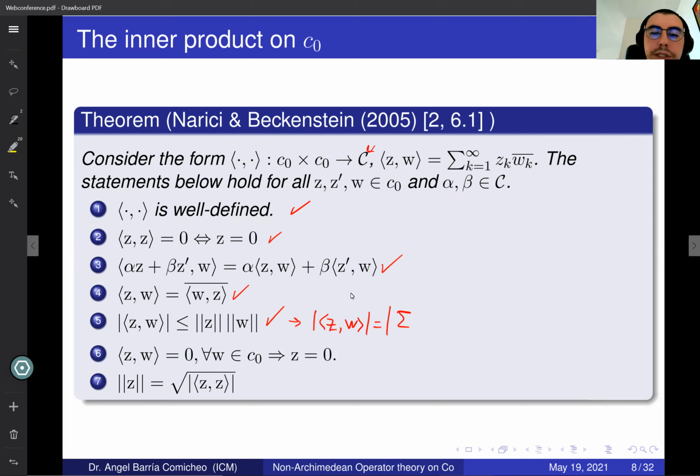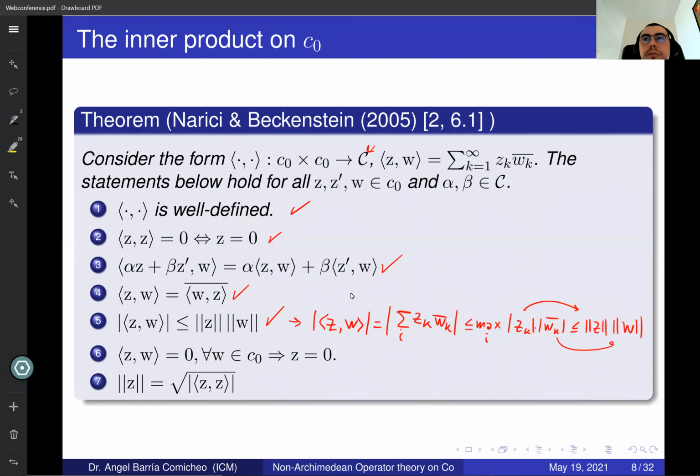The definition will be this convergent series. And here, since the valuation is non-Archimedean and the series is convergent, this will be smaller or equal than this maximum. And of course, each of these is going to be smaller or equal than the maximum over the whole vector. Right. So there you have it. Property 5 is satisfied. Property 6: if you compute the inner product of a vector with any other vector and the result is always 0, that means that the original vector has to be 0. This means that all the functionals of this form will separate points on this Banach space.